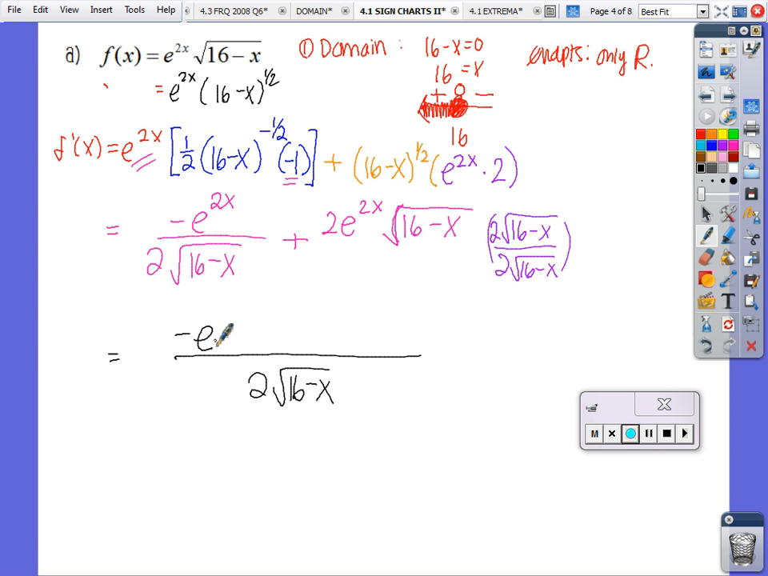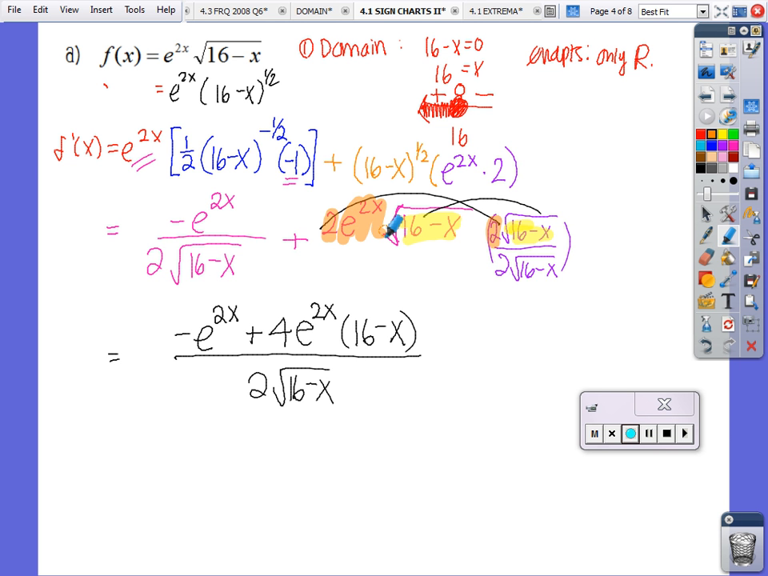So we get the denominator is now 2 root 16 minus x. My first term was negative e to the 2x. And then now the second term, I'm going to do 2 times 2, which is the 4, e to the 2x. And then root of 16 minus x times root of 16 minus x gives us just the 16 minus x. Remember, you're not going to distribute when you multiply if there's nothing added or subtracted. That may sound confusing to some people, but I just want to make sure that you really should be multiplying these two together so that they cancel the root, and then the rest of it is just the 2 times 2 times e to the 2x. Okay.